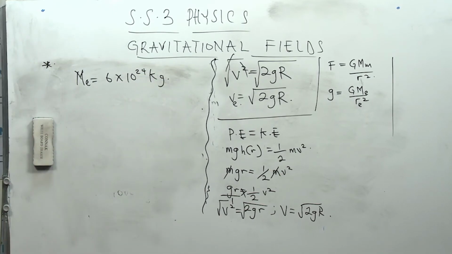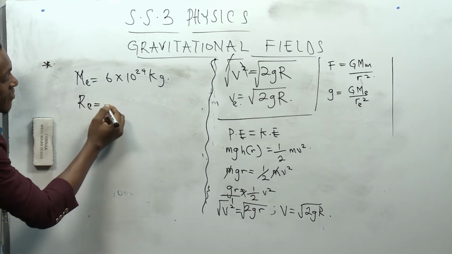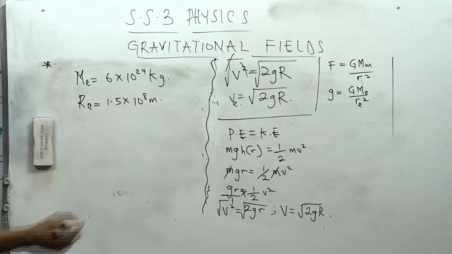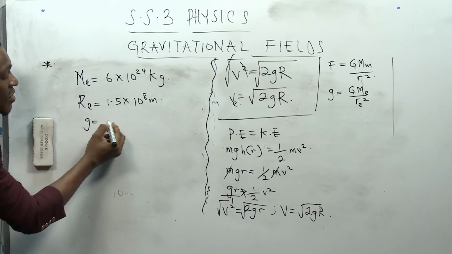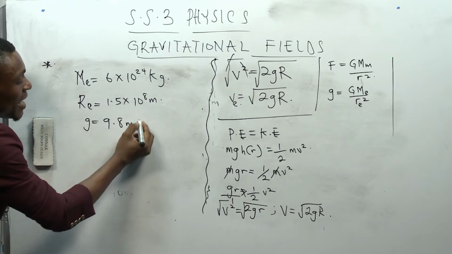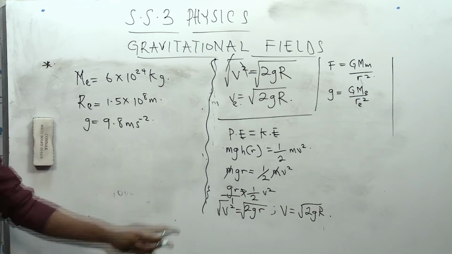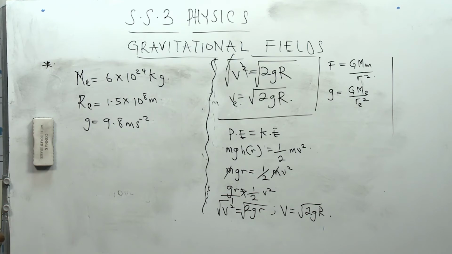Without that formula, it would be impossible to know that value. And then we can also calculate the radius of the Earth, which has a value of 1.5 times 10 to the power of 8 meters. And from there too, we were able to calculate the value of g, which has a value of 9.8 m/s². So the Earth's gravitational field helps us to know these values. And aside from that, it also keeps every object in what? In space, in their position.